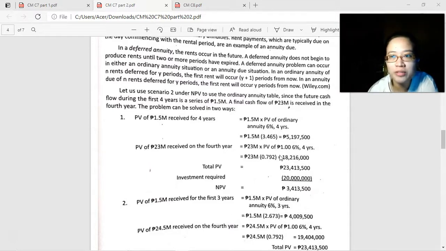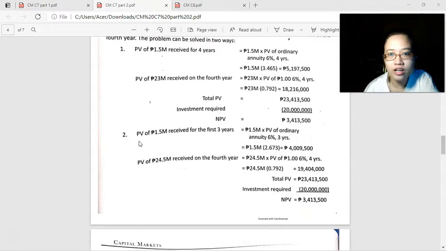Tapos yung 23 million received on the 4th year, present value ng 1, kasi ibig sabihin nun, matatanggap mo siya at the end of the period, isang beses lang. Yung ordinary annuity, kasi nga, every year mo siyang natatanggap. 6% at 4 years, 23 times 0.792, 18,216,000. So, yung total present value niya, 23,413,500 minus the investment required na 20 million. Net present value niya is 3,413,500.